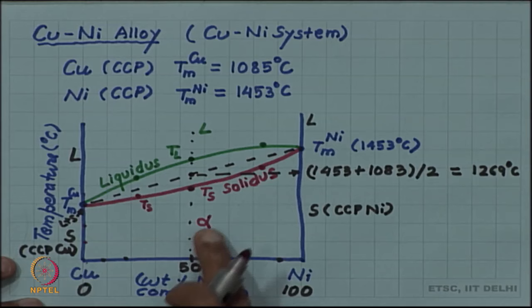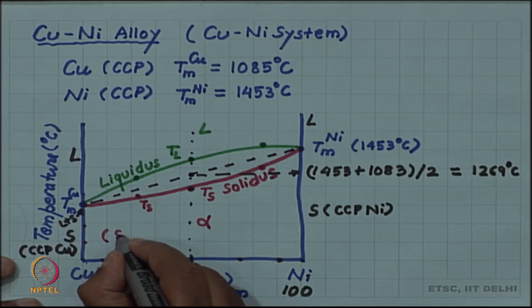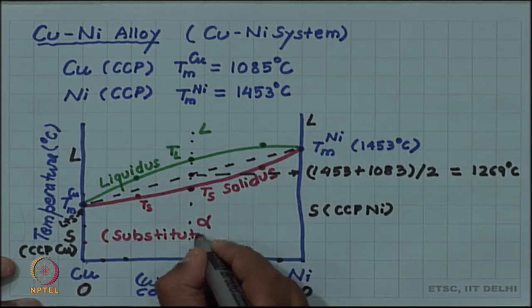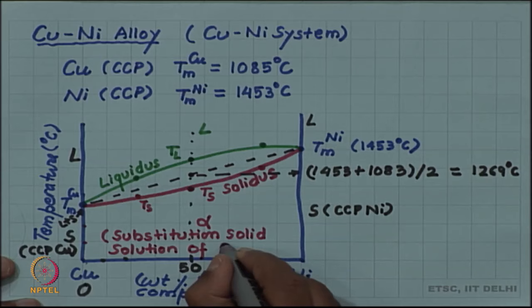And this alpha will contain both copper and nickel. So, it is a solid solution, and copper and nickel are of almost the same size. So, they make a substitutional solid solution. So, this alpha is a solid, but let us write it in detail that it is a substitutional solid solution of copper and nickel.